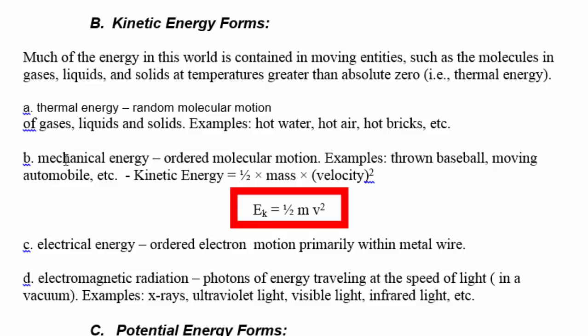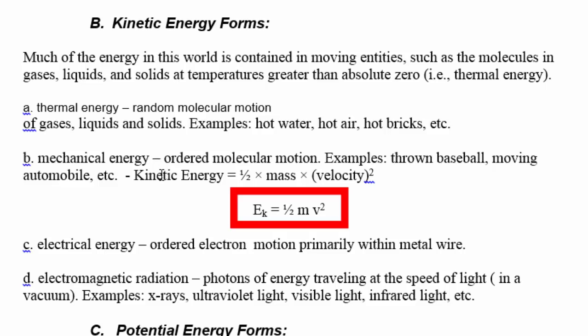The second type of kinetic energy is the mechanical energy, mechanical kinetic energy, which we are all familiar with. It's the movement of a thrown baseball, moving vehicles, and so on. And this mechanical kinetic energy can be quantified in the form of an equation. The equation states that the mechanical kinetic energy is directly proportional to the mass, meaning the bigger the mass, the bigger the kinetic energy, which implies that it can perform more work.